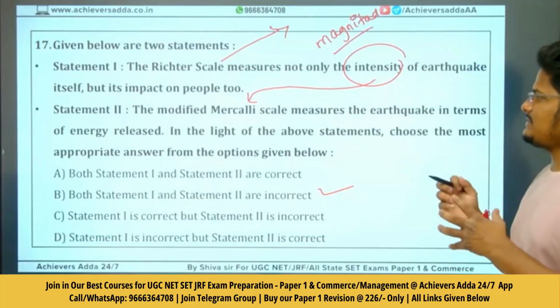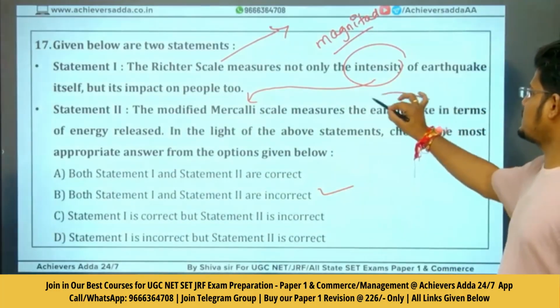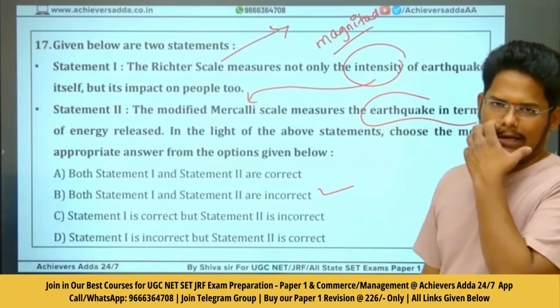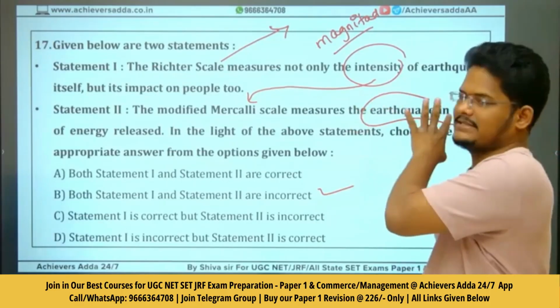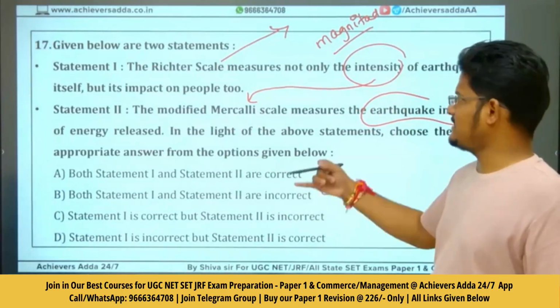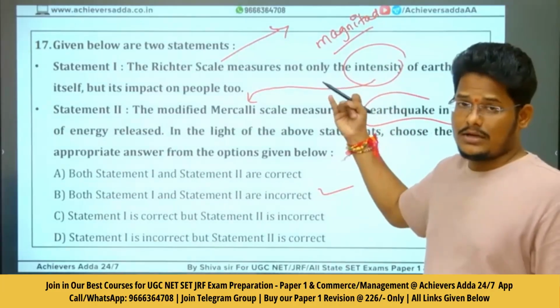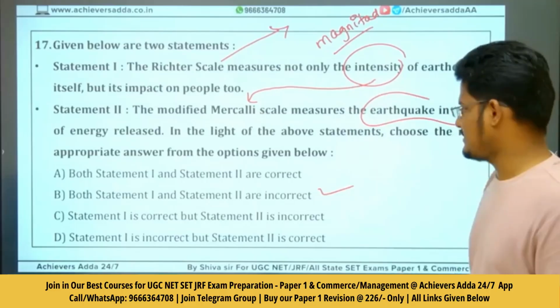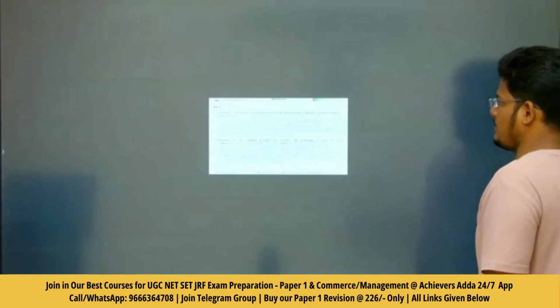Whereas the Richter scale will be measuring the earthquake in terms of the energy release, like how much quantity of energy is released. So the Richter scale is for measuring magnitude. Intensity measurement is the Mercalli scale. That's why both the statements are opposite to each other.